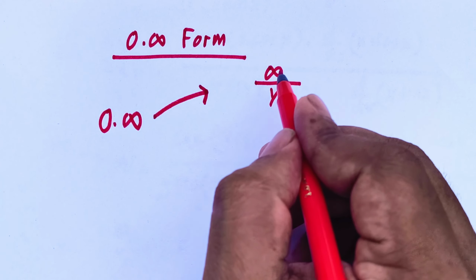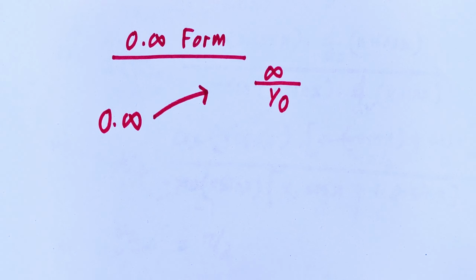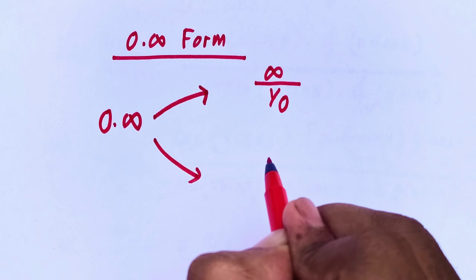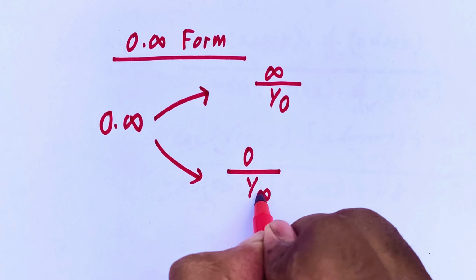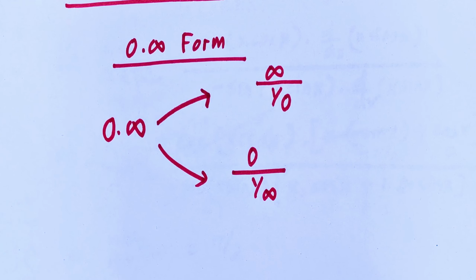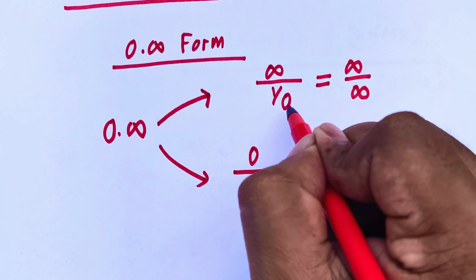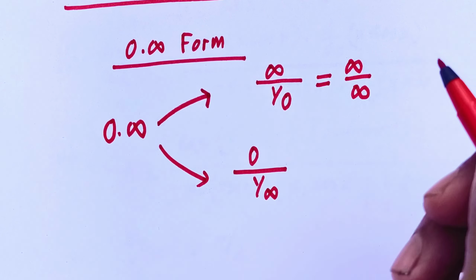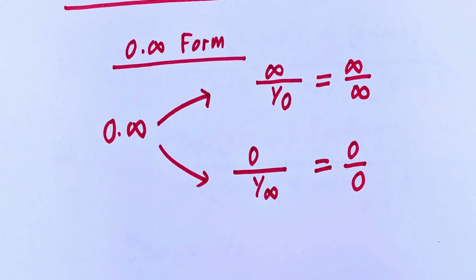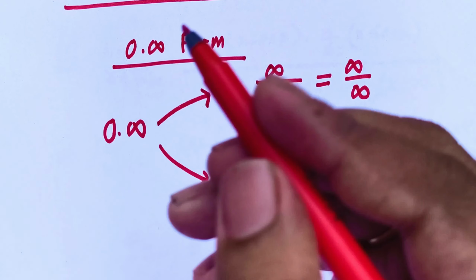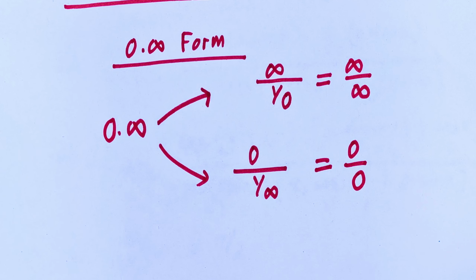You have 0 times infinity same as infinity over 1 over 0, the reciprocal of 1 over 0. Or you can take infinity to the bottom, so you have 0 over 1 over infinity in reciprocal. What is this one? This becomes infinity over infinity form. This is going to a smaller number, so 1 over 0 goes to infinity and 1 over infinity goes to 0. So if you have a limit in 0 times infinity, you can convert that limit to infinity over infinity or 0 over 0 by applying this simple rule.